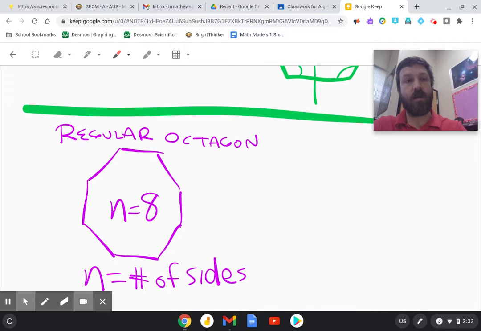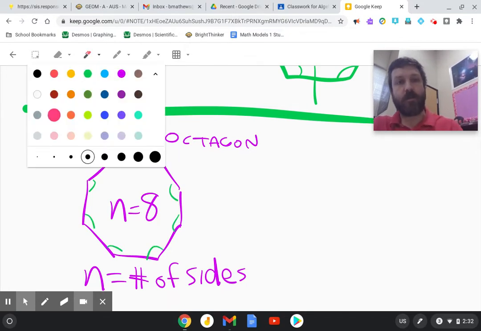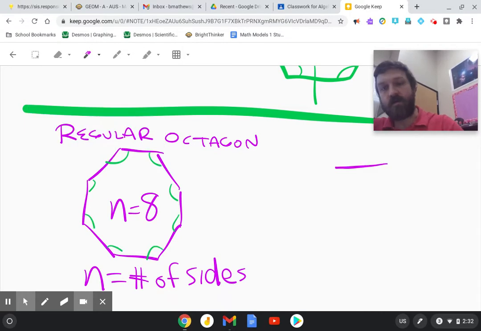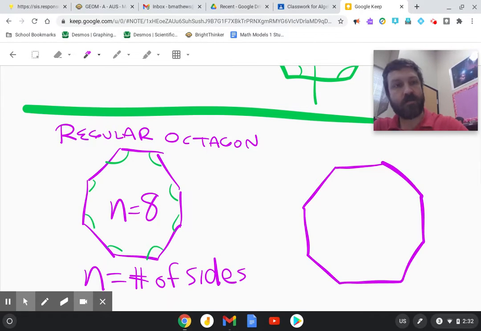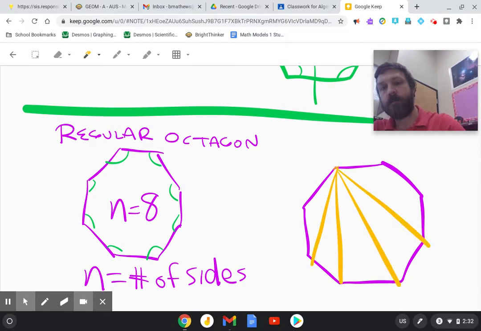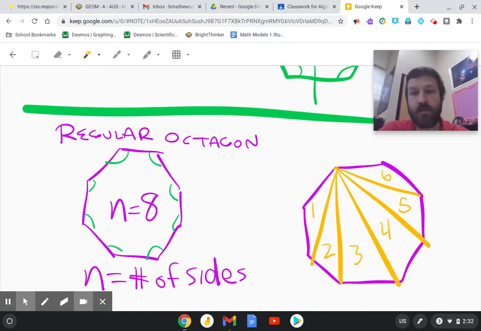So let's say I want to know what is the sum of all of these 8 angles, if I add them all up. What's cool is we actually have a way of doing that. Let me draw another regular octagon. I'll show you how this comes to be. If I draw lines for all the diagonals from one point, I end up with 1, 2, 3, 4, 5, 6 triangles. And if you'll notice, those 6 triangles added up are all the angles of that.